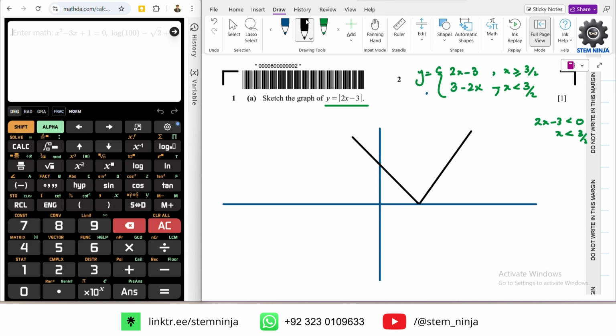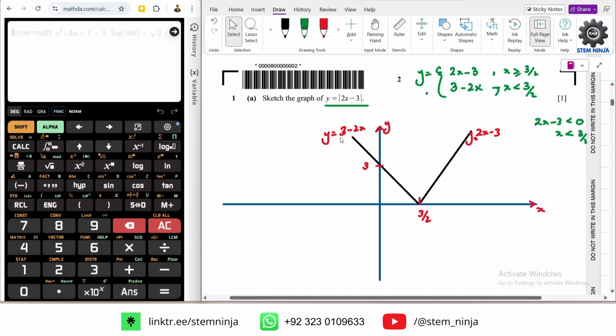And this is your 3, because this is your 3 minus 2x part. And this is your 2x minus 3 graph. And this is your 3 by 2. This is your y-axis. This is your x-axis. Right, that's it. That's your sketch.